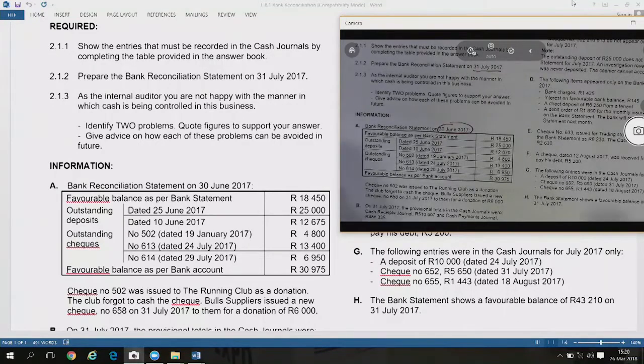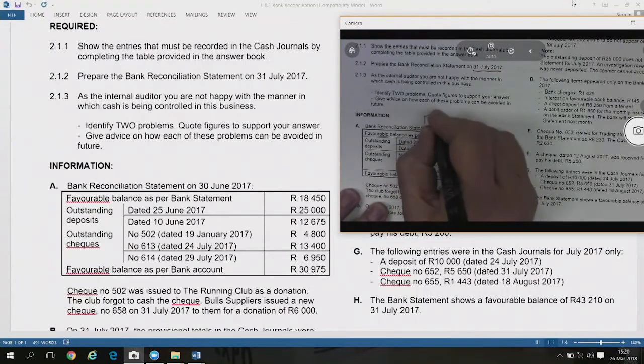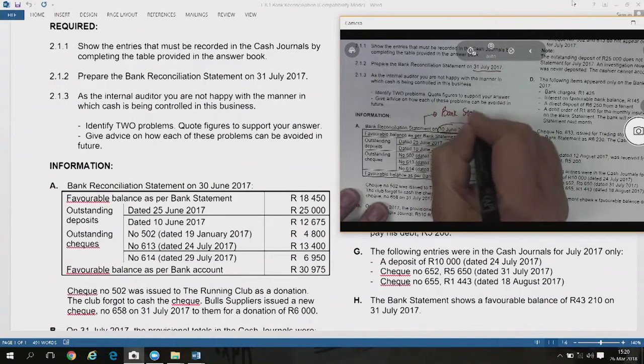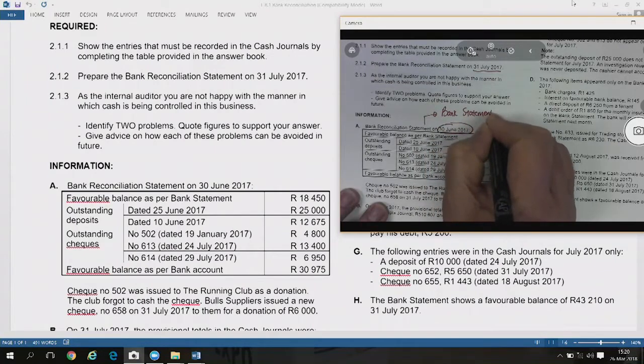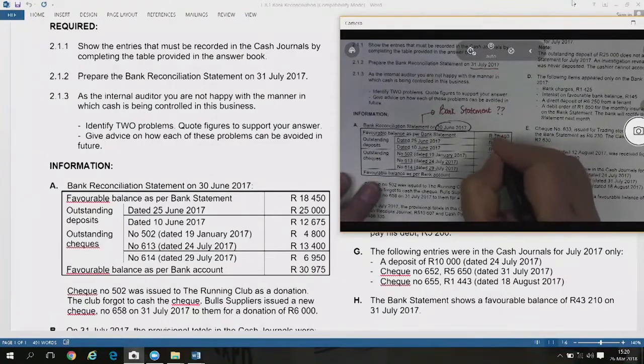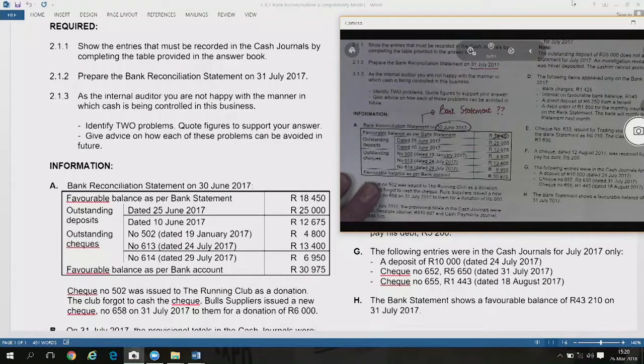So what are we doing with this? We check. We basically ask, are these things on the bank statement? That is what we are asking. Are these things on the bank statement? Okay, the first one you're never going to use. Scratch that one out. 18450, you're not going to use.